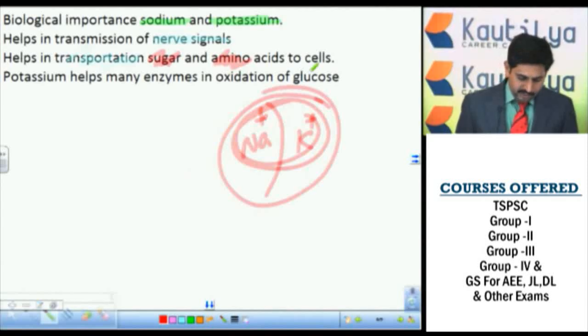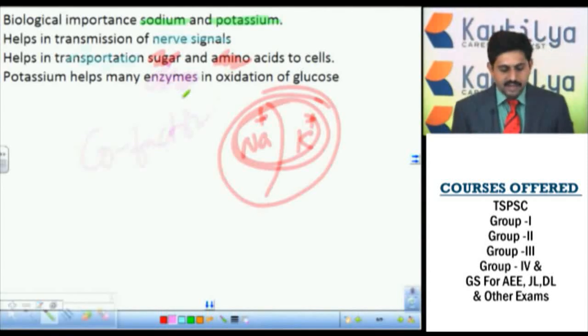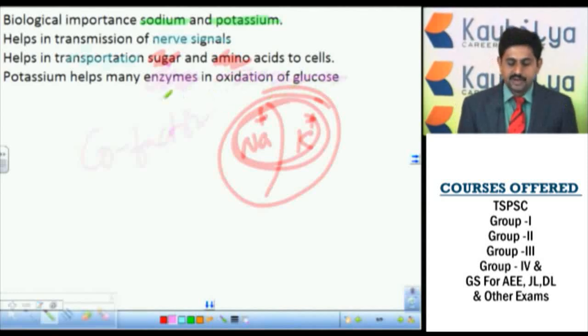And one more important thing is potassium. Potassium acts as a cofactor. A cofactor is one which increases the enzymatic activities. Potassium acts as a cofactor in the oxidation of glucose. The enzymes which are involved in the oxidation of glucose, for these, potassium acts as a cofactor.